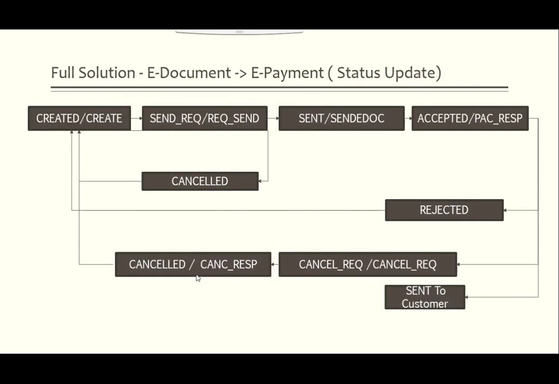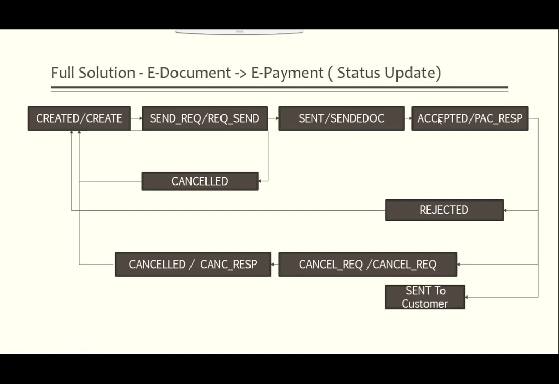And this is the status update flow. Like e-invoice, we have the e-payment status update, and once again we create. Once it is created, then we have to submit. Then the status will be updated as the request sent. And once the submission is transmitted to PAC, it will be updated as sent.